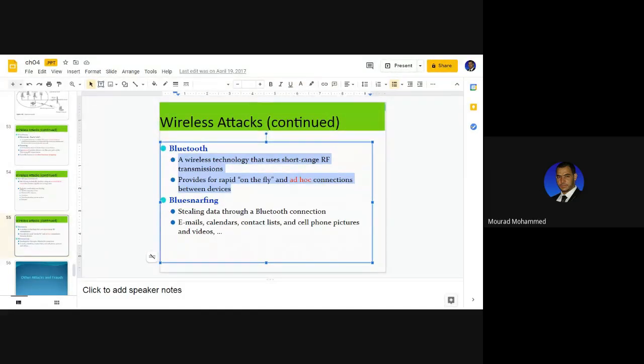The problem comes here when we talk about Bluesnarfing. Bluesnarfing is a sort of Bluetooth search, like we did for war driving. We search for available wireless signals, available beacon frames. Here we are searching for available Bluetooth signals, those specific types of radio frequency waves. If you do so, you are doing a Bluesnarfing. Bluesnarfing is a scenario via which you search for the available Bluetooth connections.